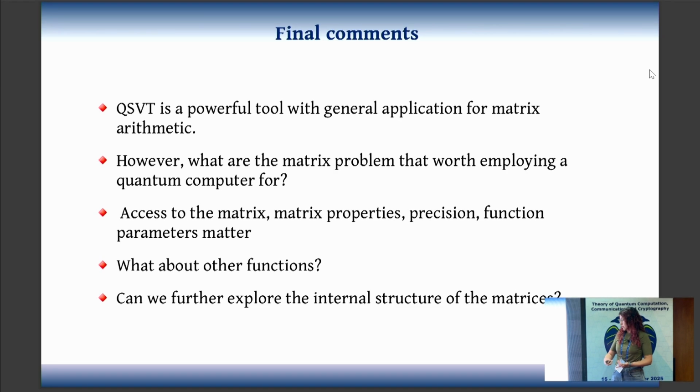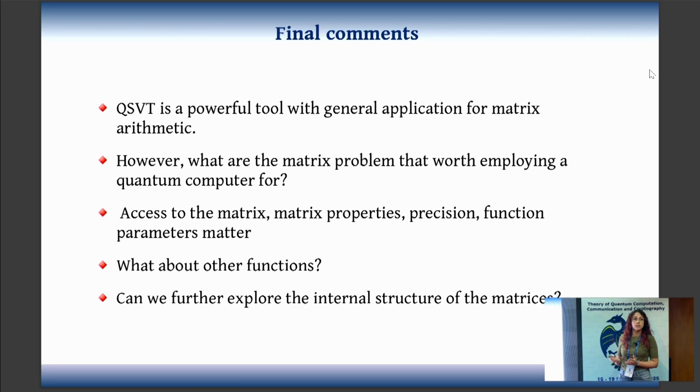So we show that access to the matrix, some matrix properties, sparsity and norm, the precision of their estimation, which kind of function you are dealing with, all these things, they matter when deciding on the complexity. And then the obvious thing to think for further work is, what about other functions? So can we apply this general result to other functions that will give interesting results on hardness?